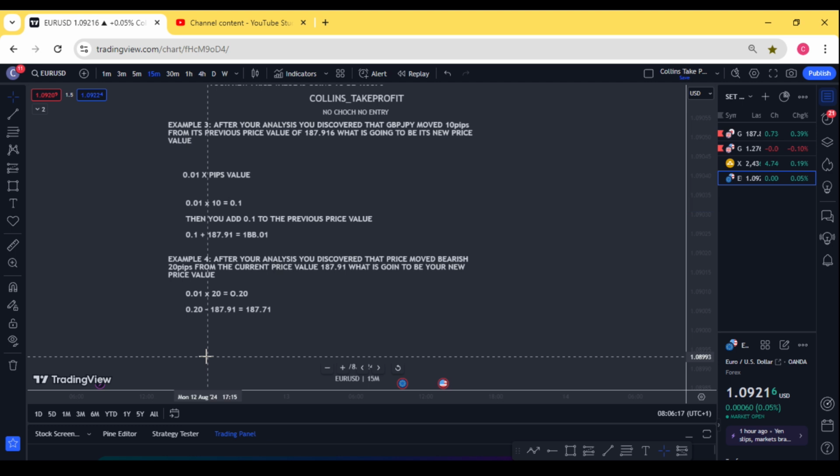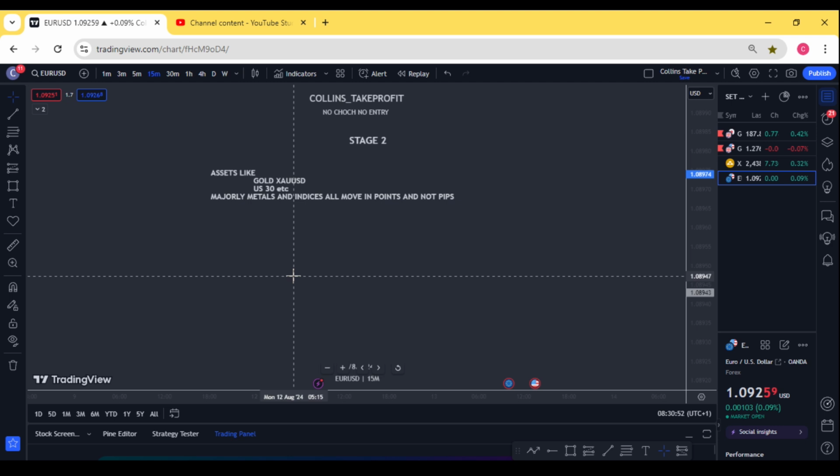So now let's take for example you're trading assets like gold or any metals or indices, like the US30 and the Nasdaq. Those assets don't move in pips, they move in points, and 1 point is equivalent to 10 pips. I'm going to show you guys how to calculate price movements in these assets like the metals and indices. By metals, I'm talking about gold, silver, and by indices, I'm talking about the US30, oil, Nasdaq, and so on and so forth.